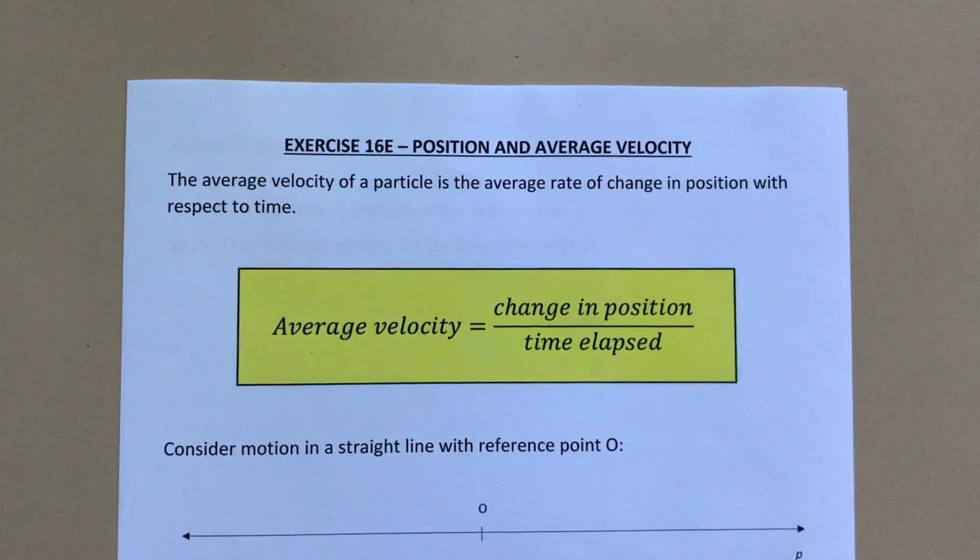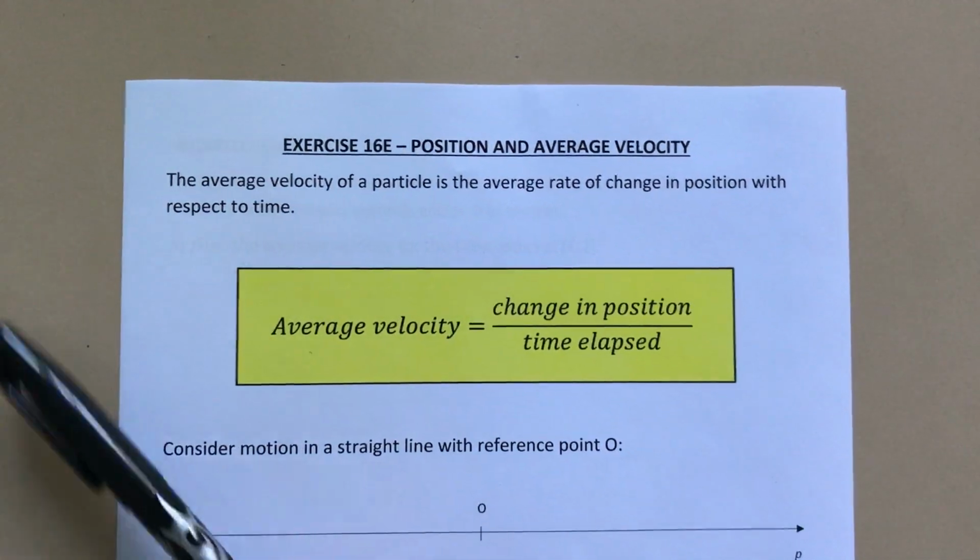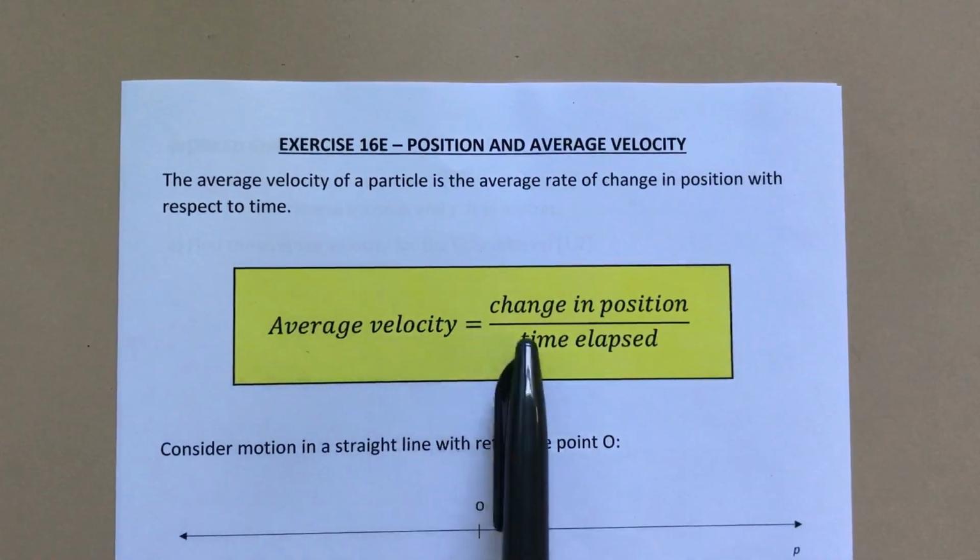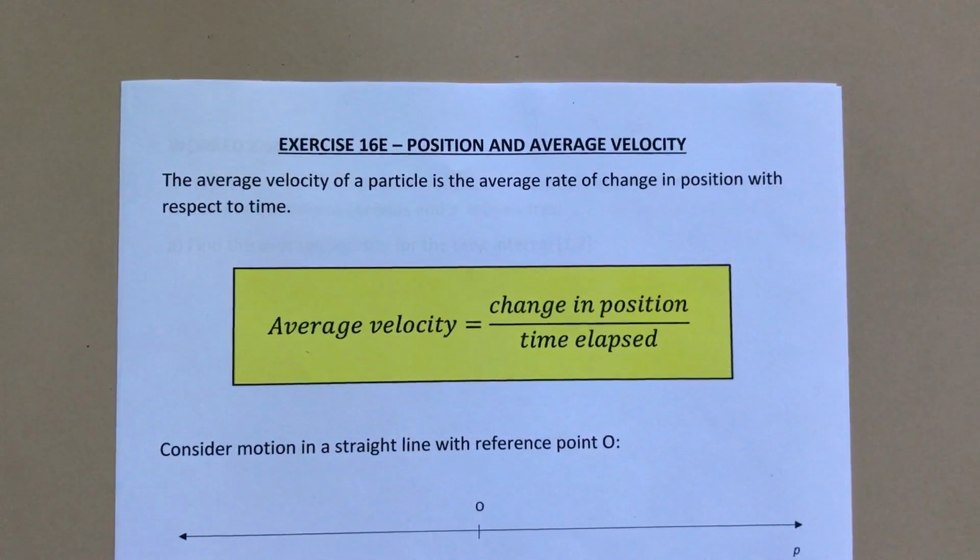Some things that you are going to need to know for today's lesson. We've been looking at average rate of change so far. We've been looking at instantaneous rate of change. We're going to look at applying this to velocity today, okay? So average velocity, our formula we're looking at for this is the change in position over the time elapsed, okay?